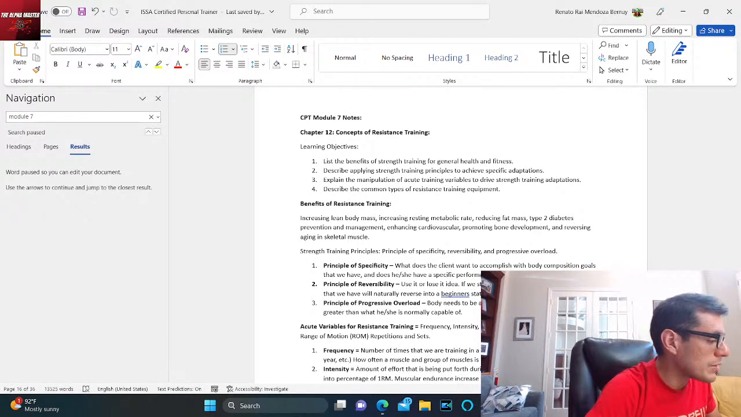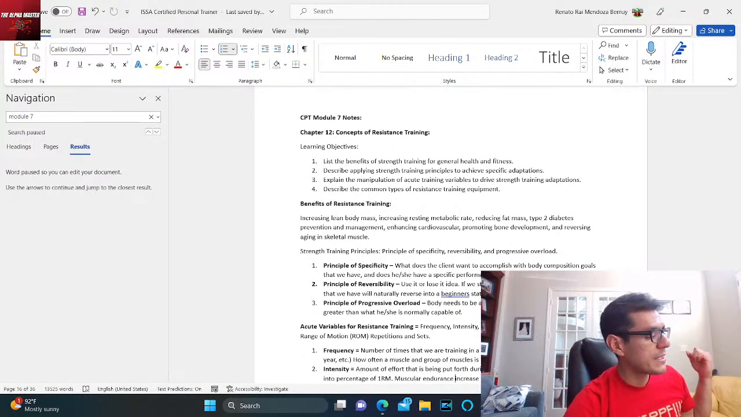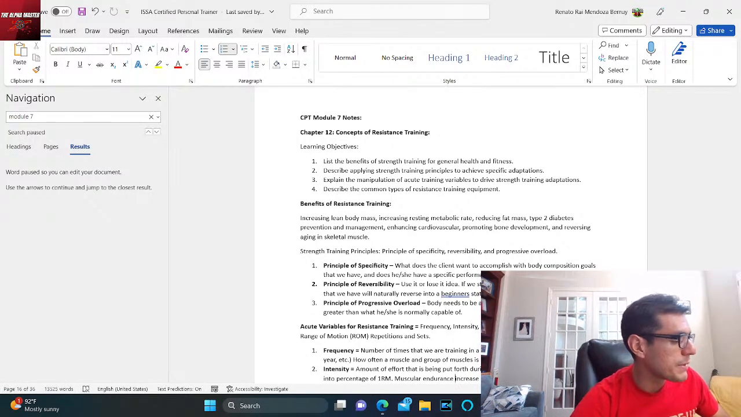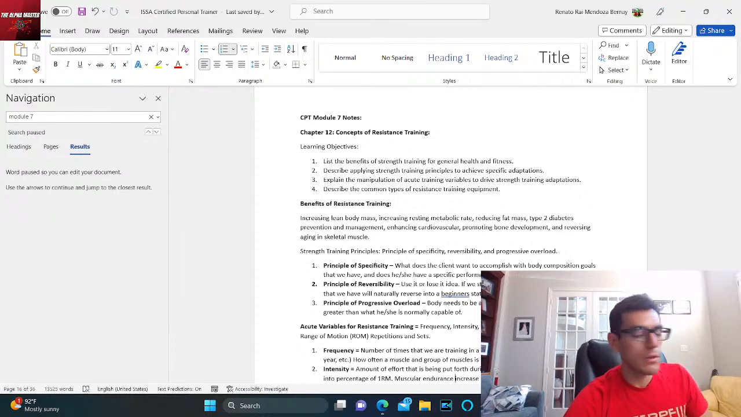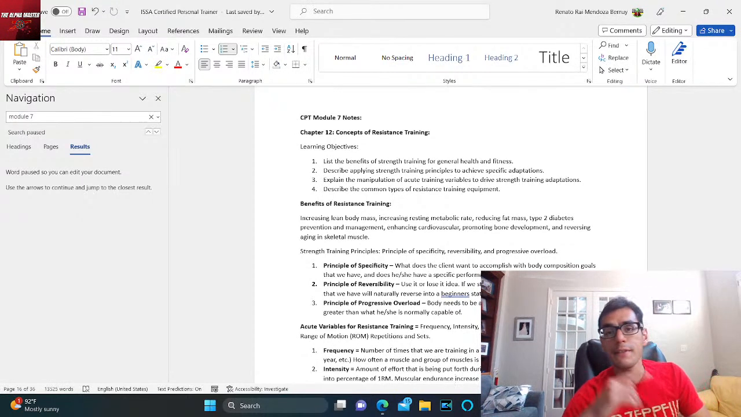You need 48 to 72 hours for the muscle to repair before it can be trained again. Training frequency progresses with the fitness level of the client. How often you work out progresses with the fitness level of the client.